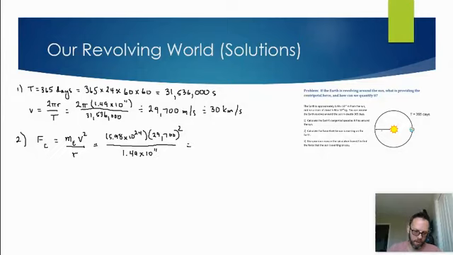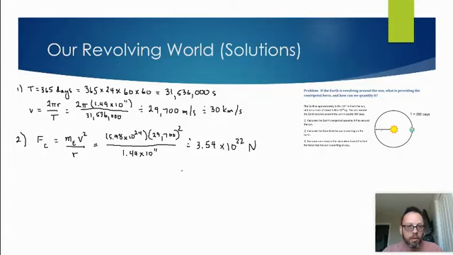Let's see what we get. 5.98 to the power of 24 times 29,700 squared divided by 1.49 to the power of 11. So we get a pretty big force here, about 3.54 times 10 to the 22 newtons. That's a massive force.